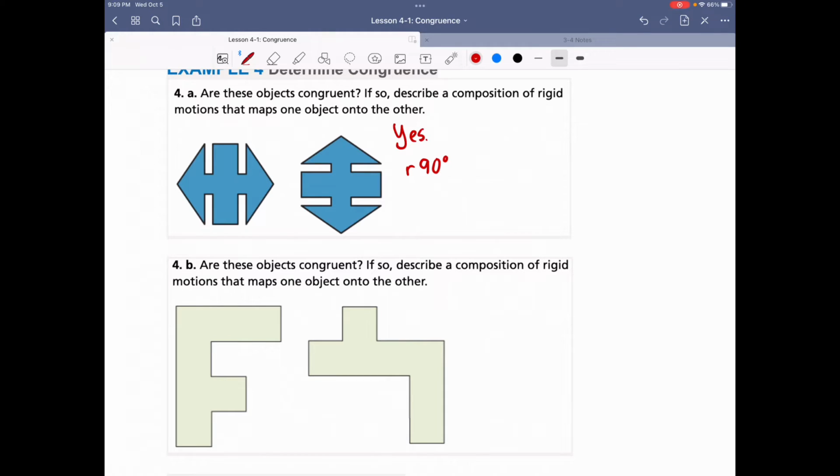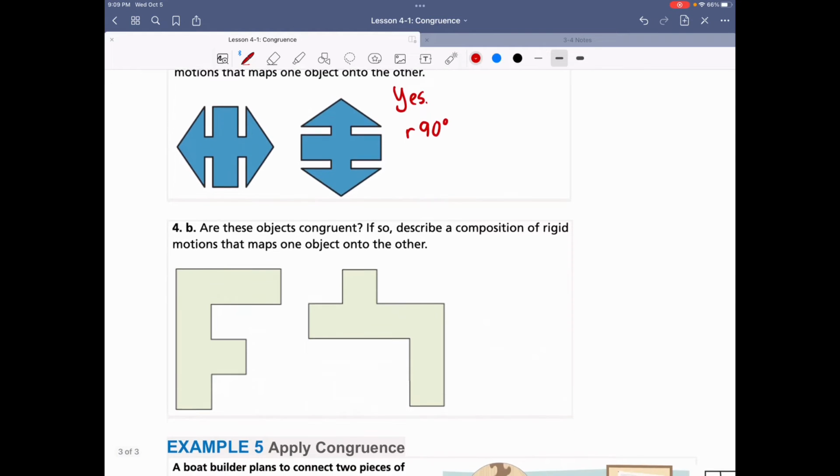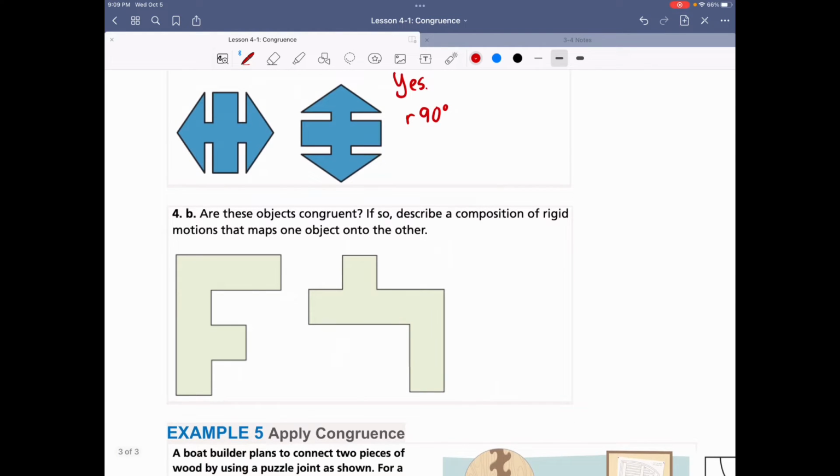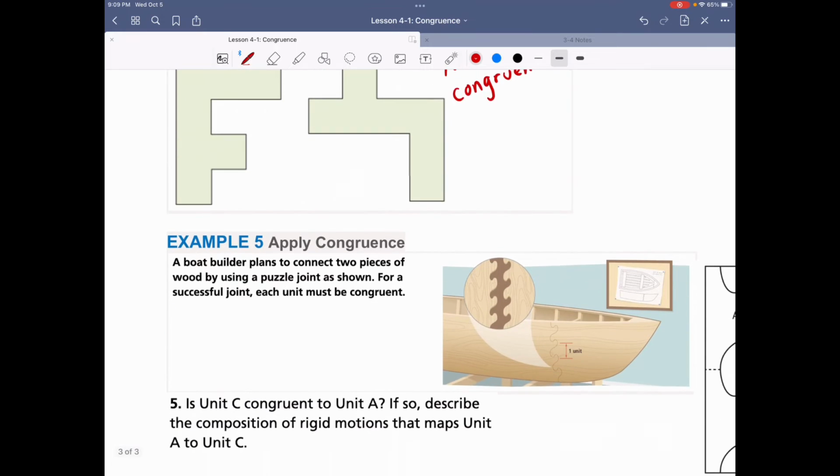For part 4b, are these objects congruent? If so, describe a composition of rigid motions that maps one object onto the other. Well, these are obviously not congruent. So there is no way that we could map one shape onto the other to make them align up.